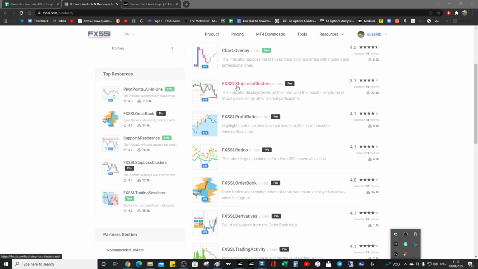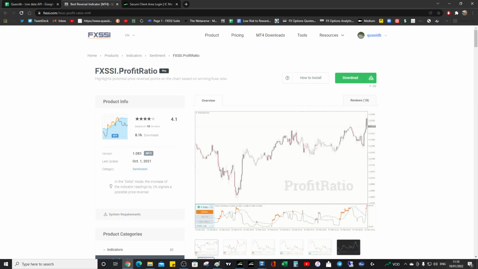So part 1 talked about the stop loss clusters. Let's talk about the profit ratio. Now we know that the retail guys, they don't hold on to their winners, and they let their losses run. So it'd be unusual to see them profit, and this is the theory behind this indicator.